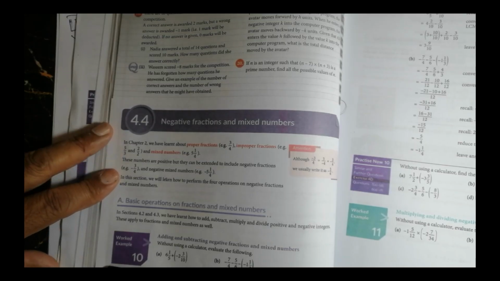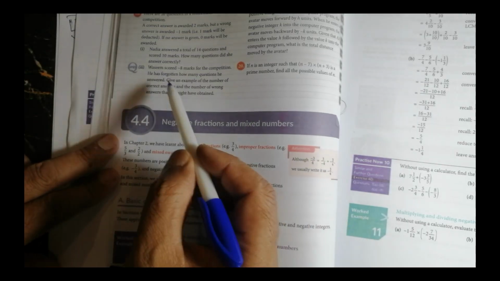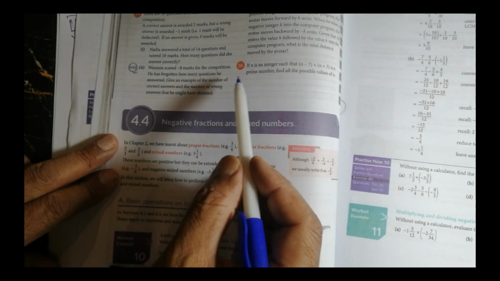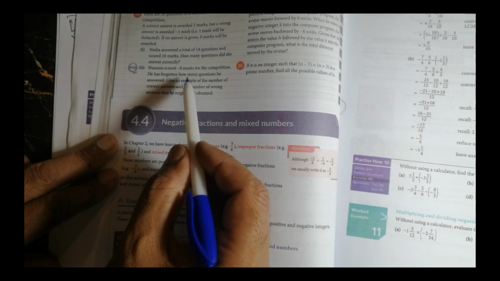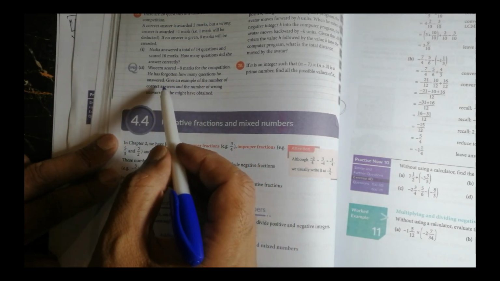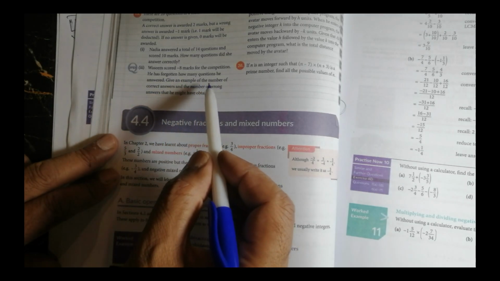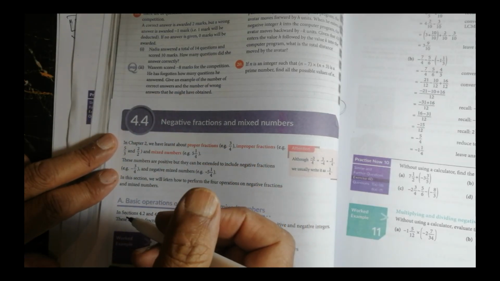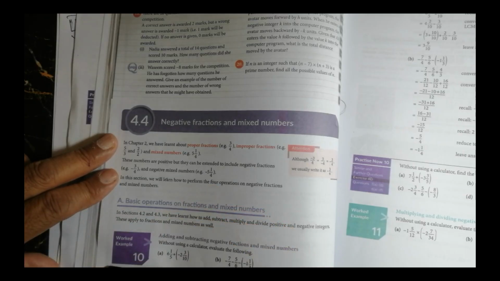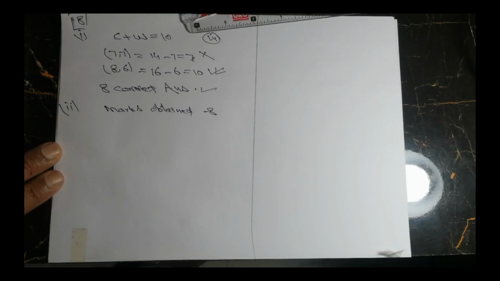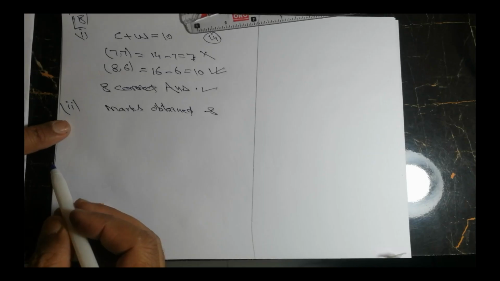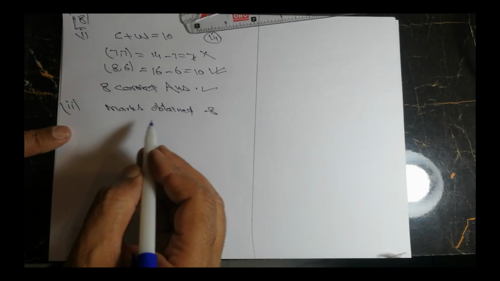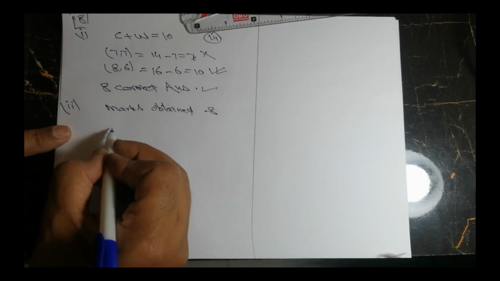So the next question is part 2. Wasim scored minus 8 marks for the competition. He has forgotten how many questions he answered. Give an example of the number of correct answers and the number of wrong answers that he might have obtained. So for part 2 of this question, marks obtained is minus 8, we can make a relationship from this statement.